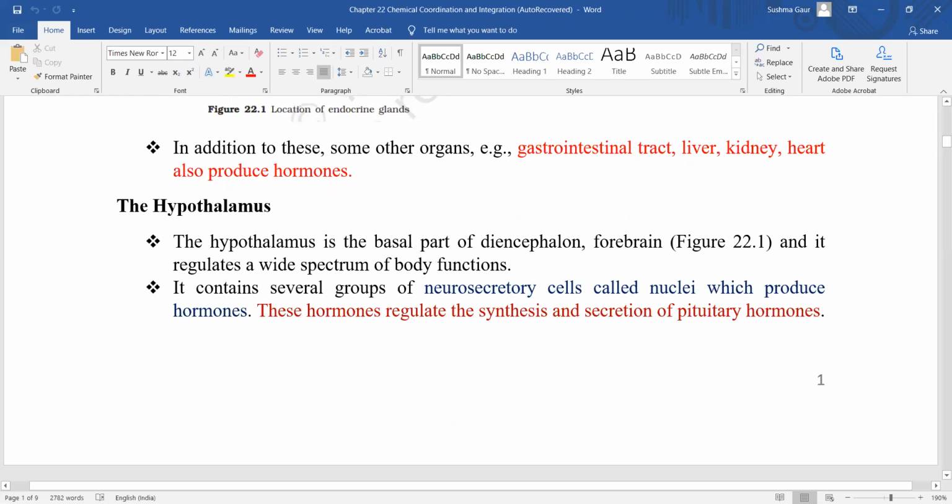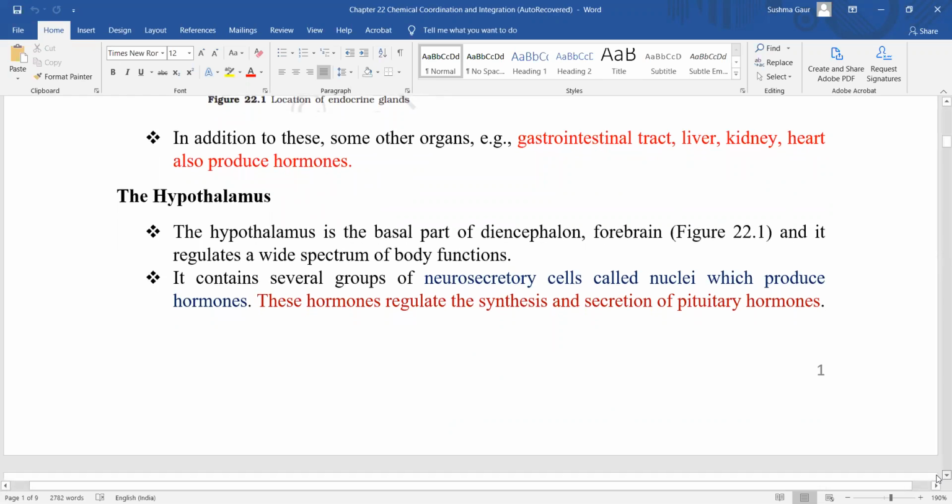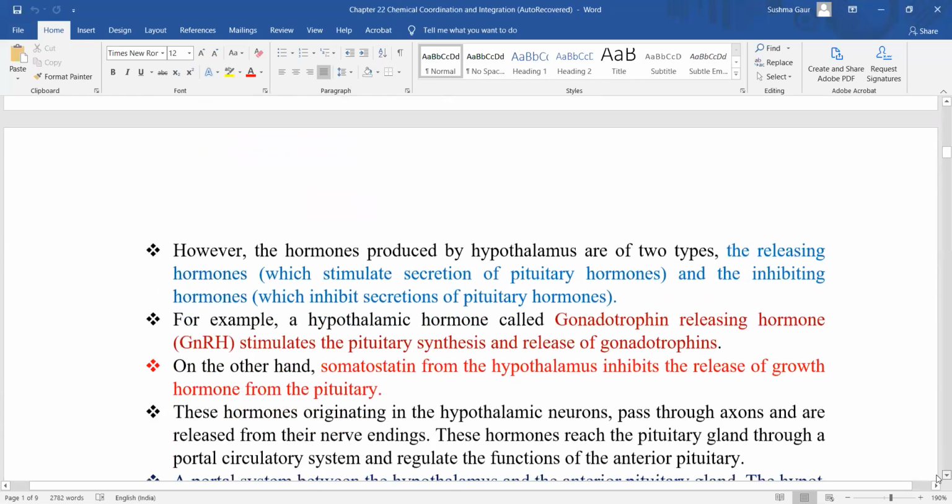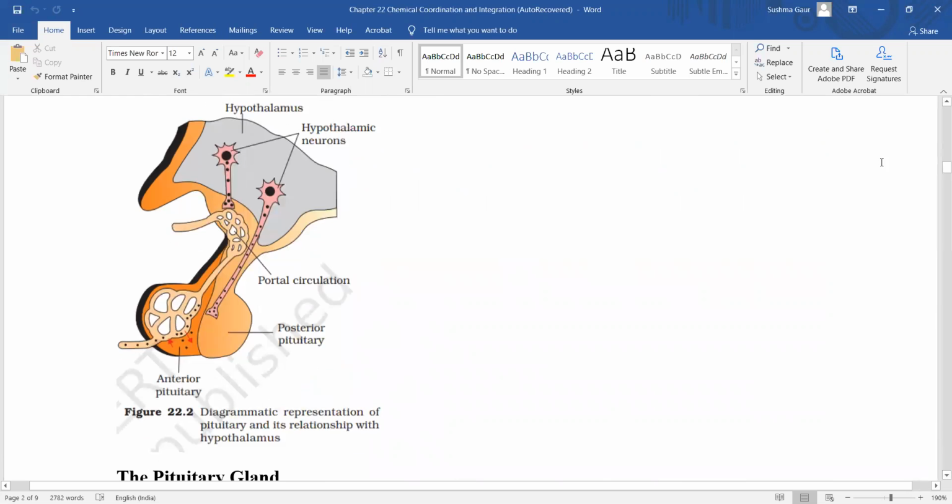Okay, so the first portion is hypothalamus. What is the structure, or how does this hypothalamus look? Let's see this diagram first. This is hypothalamus. There are some neuron-like structures present in the hypothalamus known as hypothalamic neurons.